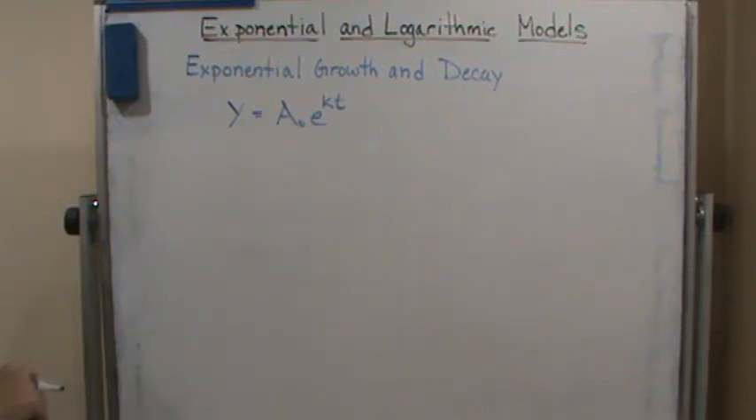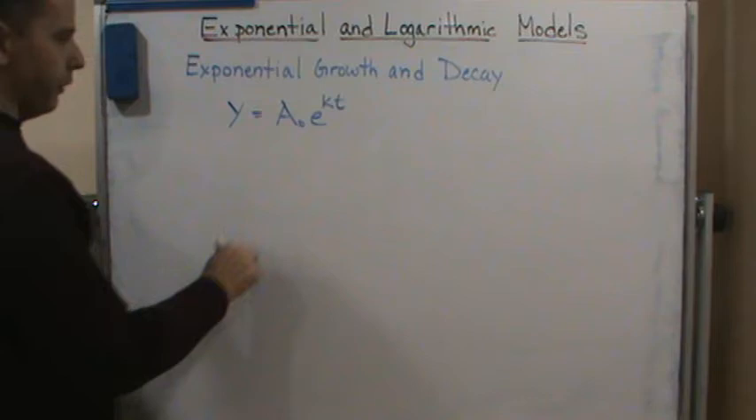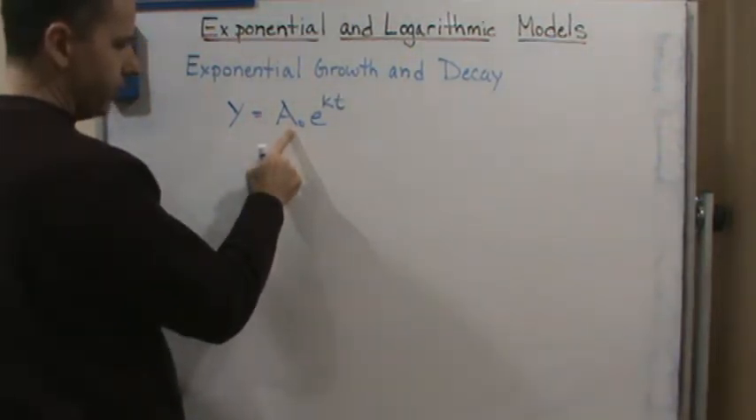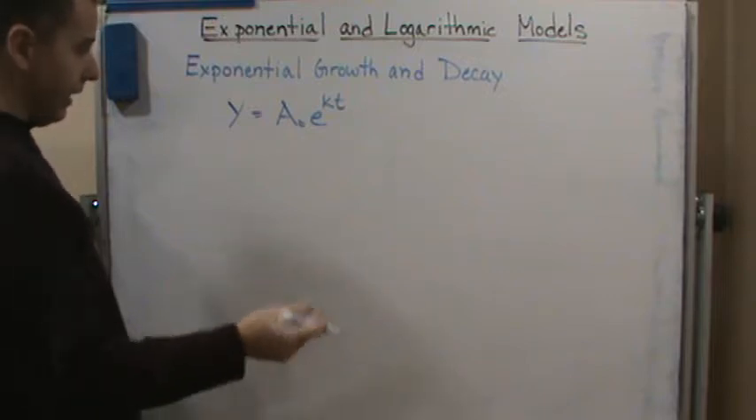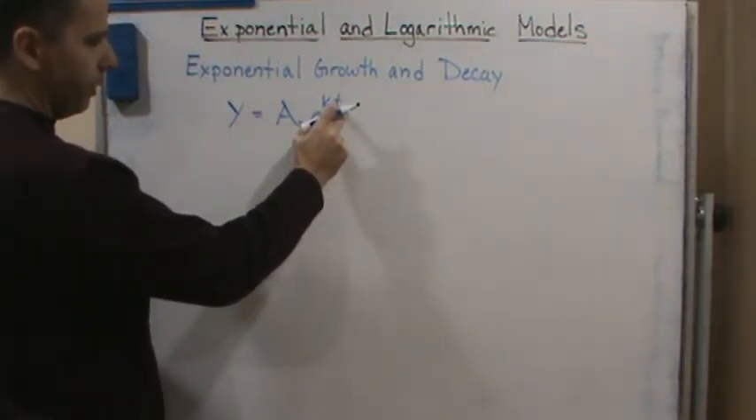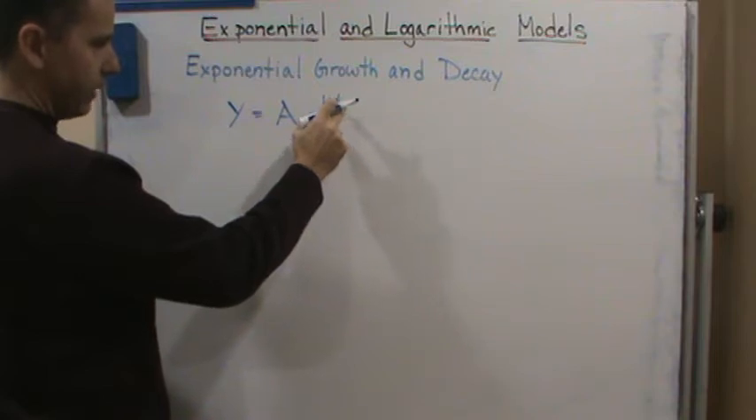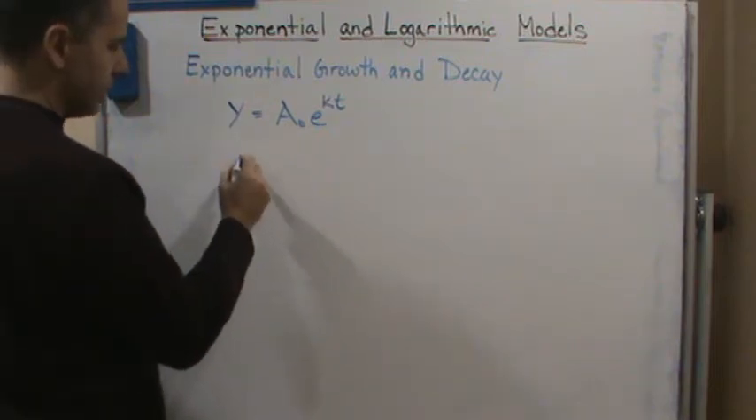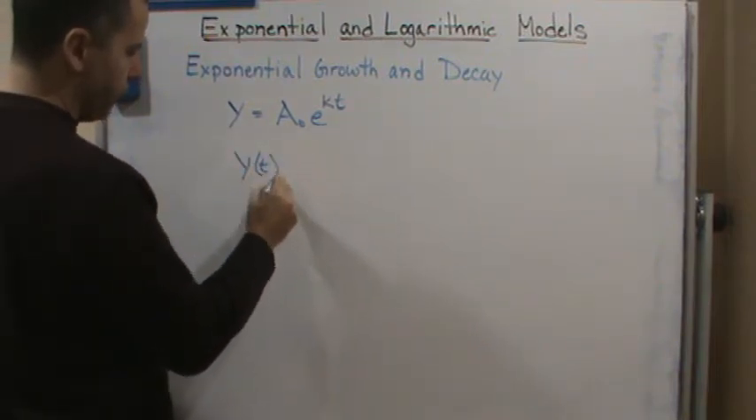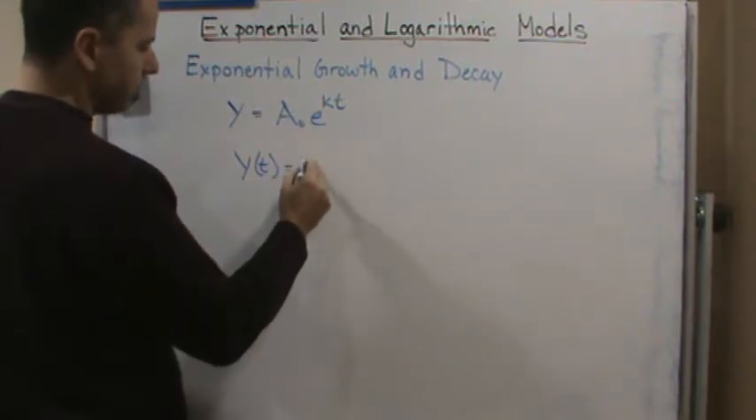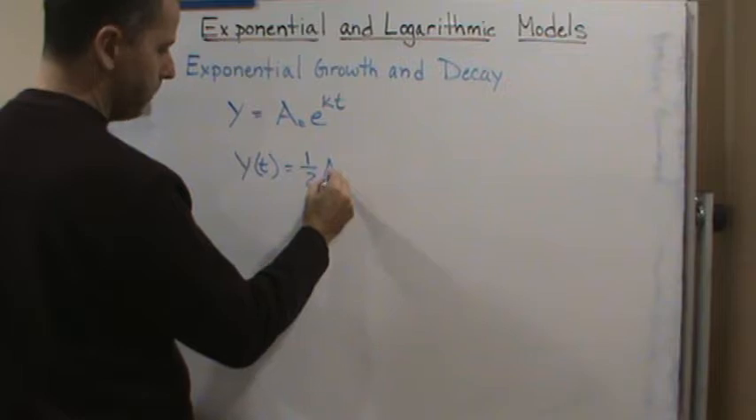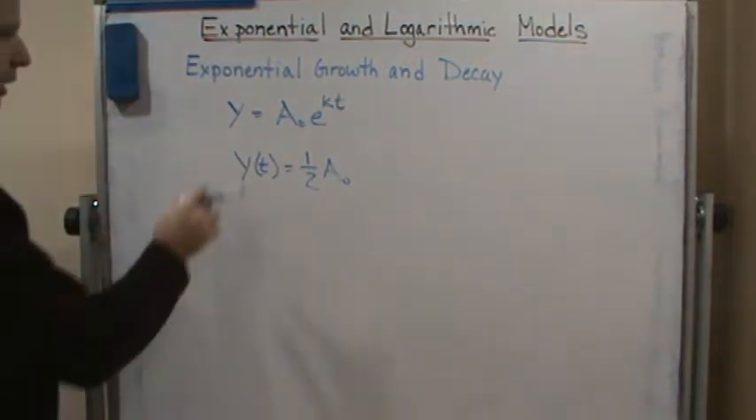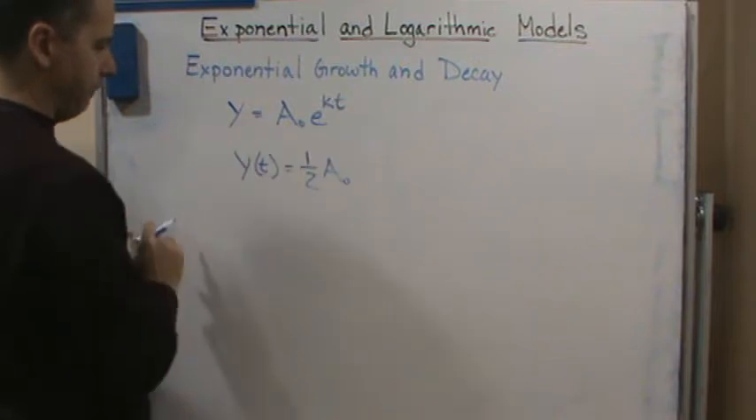Now, how do we find half-life? Well, remember, the definition of half-life is the amount of time it takes to get to half of what you started with. If what I started with was a naught, then the half-life would be when the amount of time passes, whatever that amount of time is, I would end up with half of this. So y of t equals 1/2 a naught. I'm just going to substitute in this, so I'm going to have half of it.